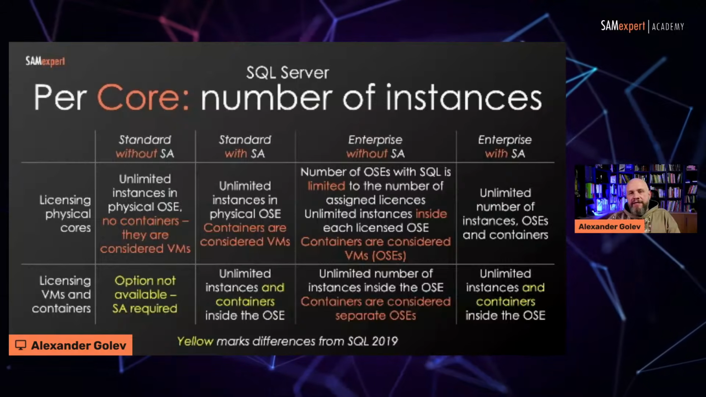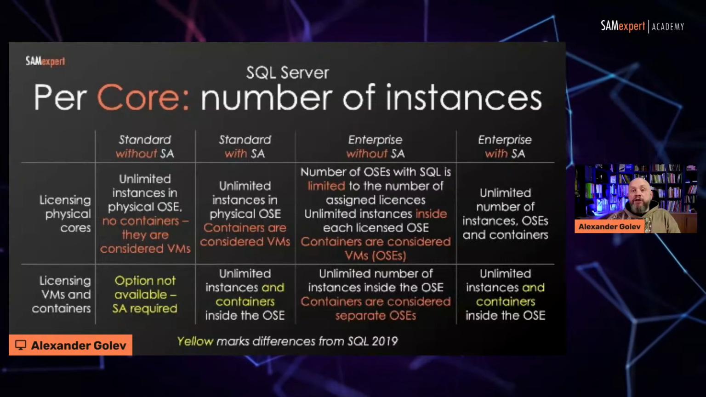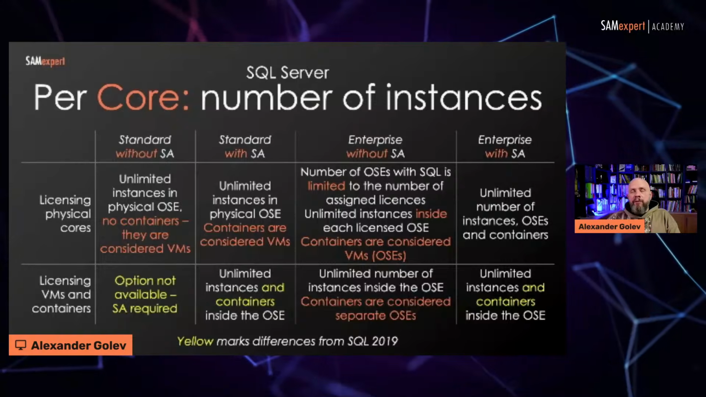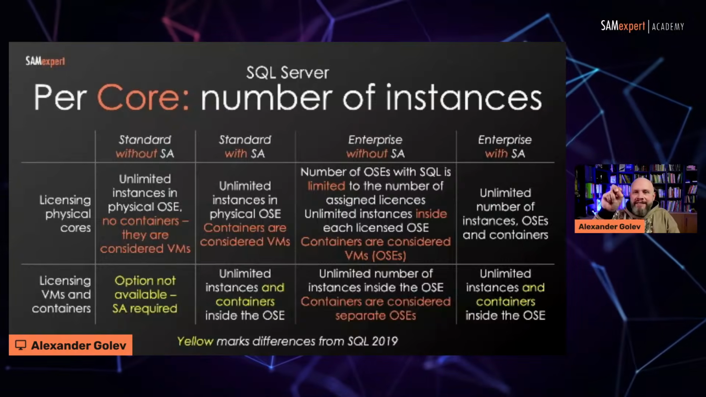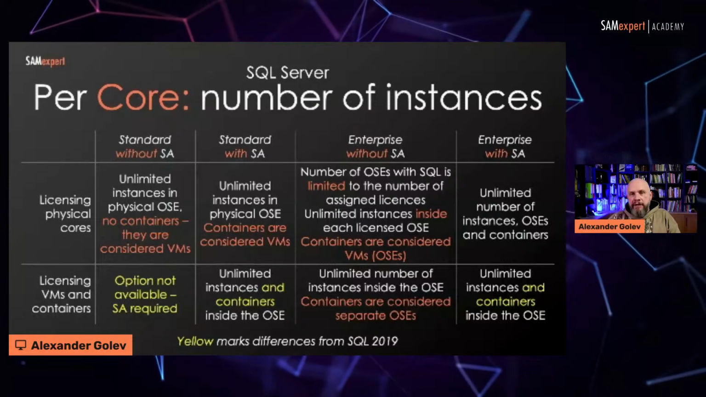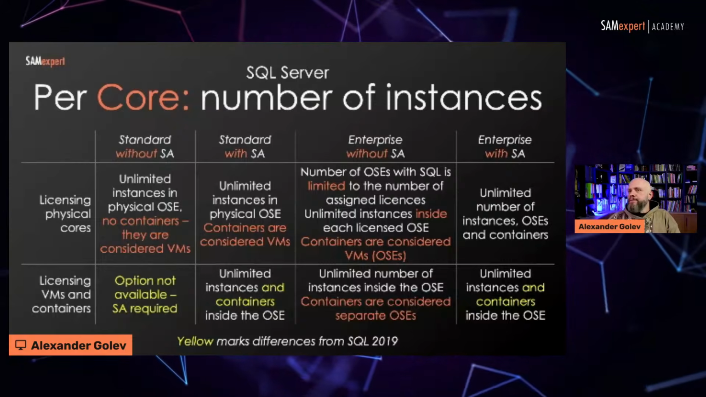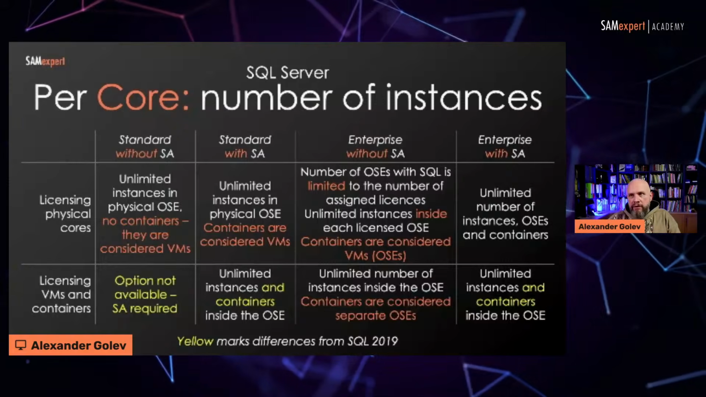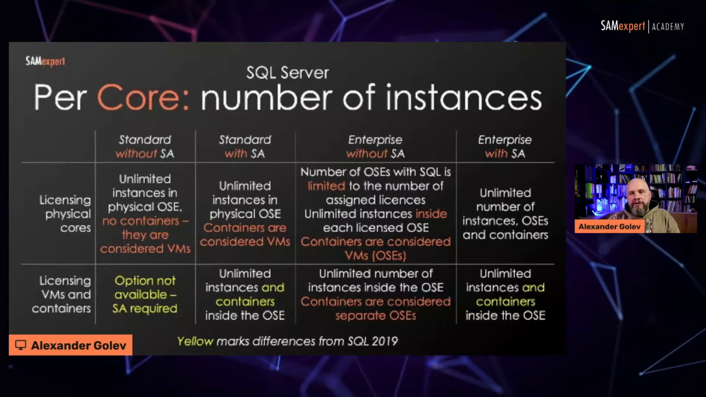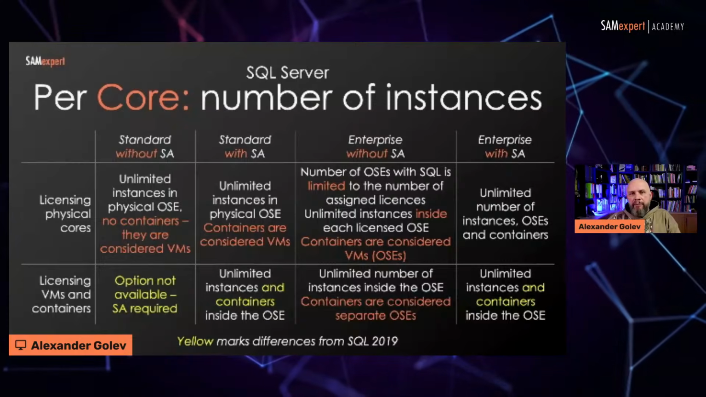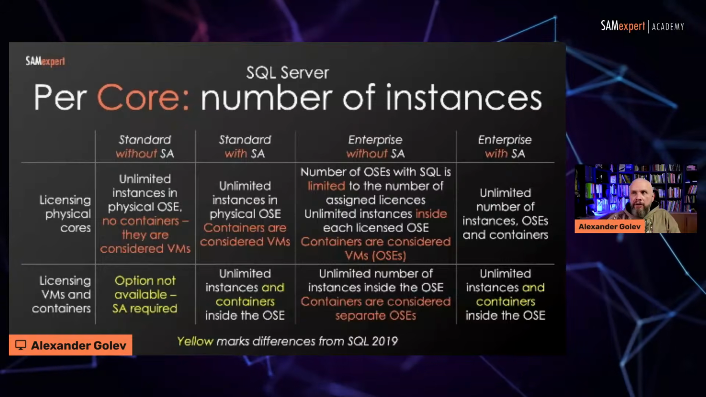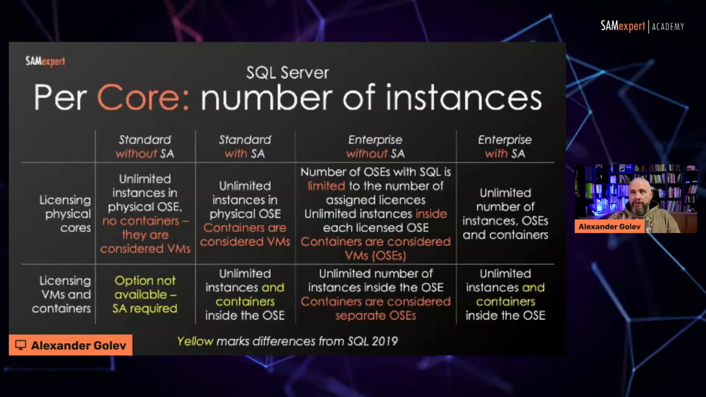If you have SQL Server 2022 Standard licenses, you may not assign them without software assurance. You may not assign them to virtual machines anymore. That was allowed for SQL Server 2019, 17, 16, 14, 12. Now you must have software assurance. See the bottom left cell: option not available as they required. So you may not license per VM or per container without software assurance. It now requires active software assurance or a CSP subscription, which is an equivalent.